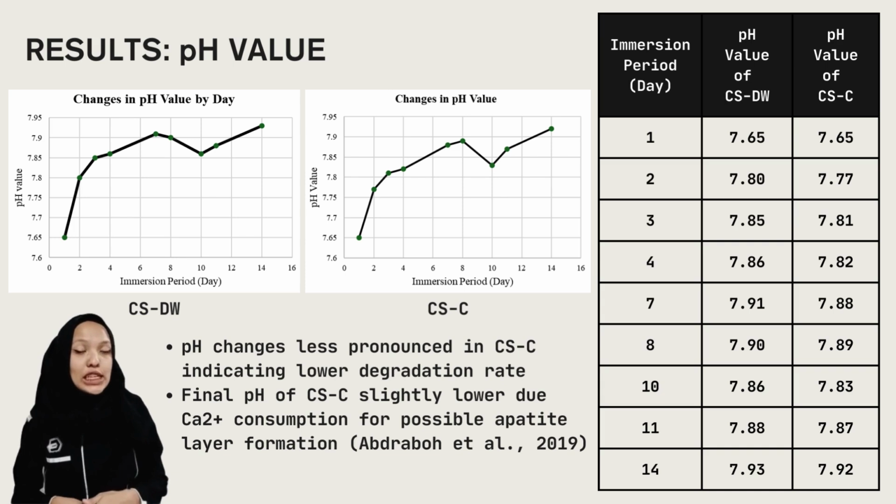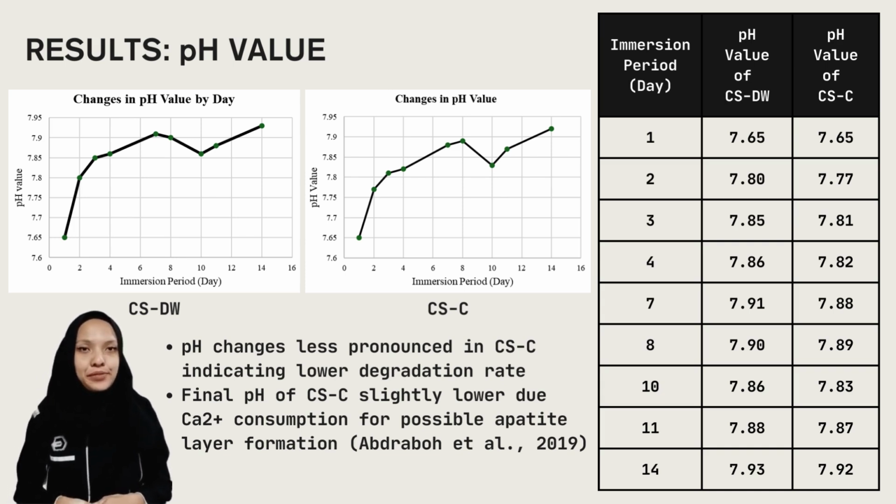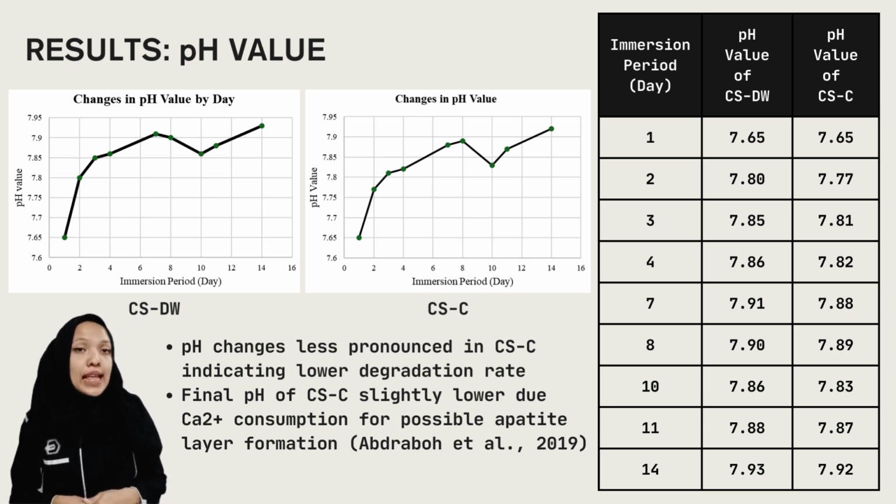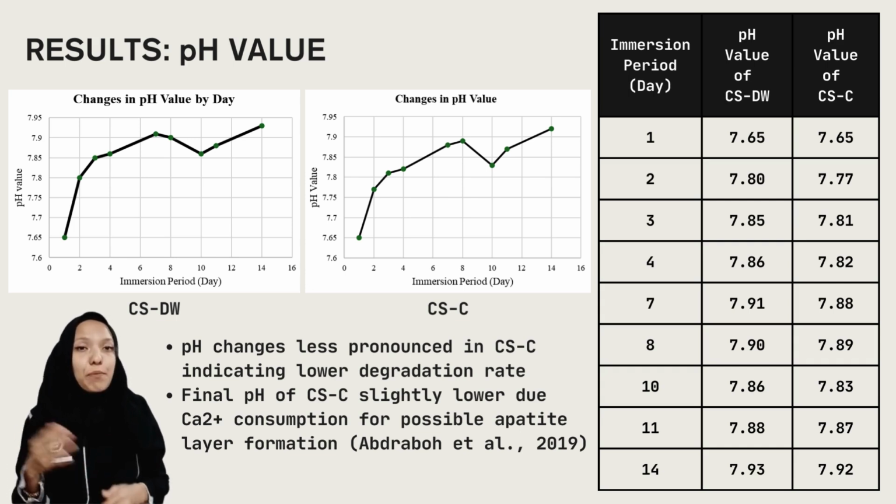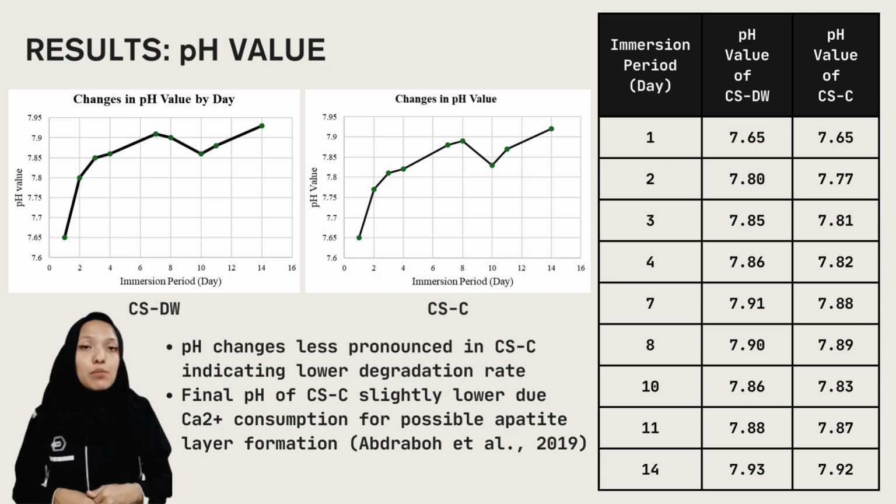First, let's consider the pH test results. Comparing the pH behavior of calcium silicate and chitosan scaffolds, we see similar patterns: an initial rapid rise in pH, a slight drop around day 10, and a subsequent rise. However, chitosan shows less pronounced pH changes and a slightly lower final pH. According to Adrabo, the final pH in chitosan composites was lower compared to bioglass due to calcium ions consumption during apatite formation.